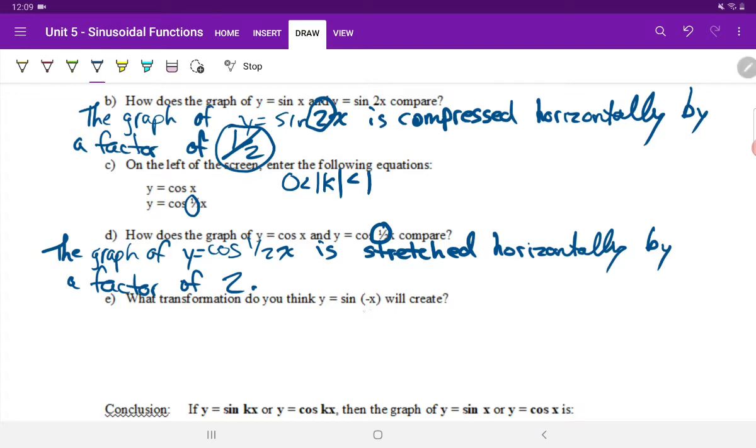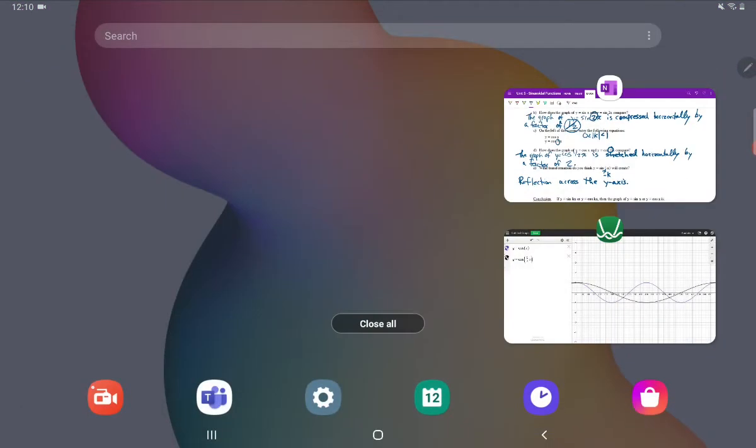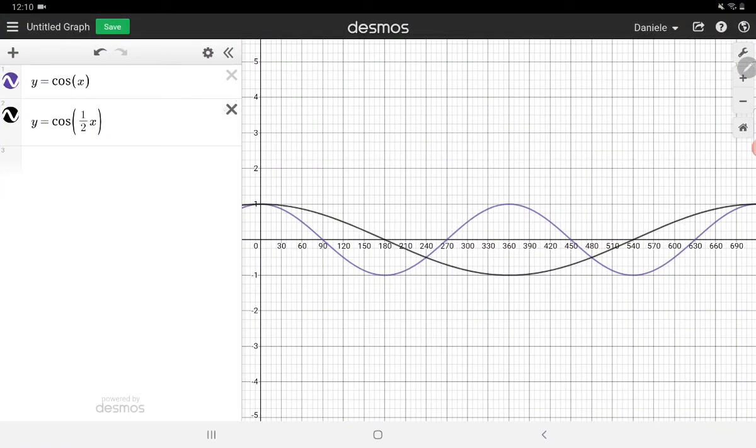What transformation do you think would happen if we had a negative k value, right? A -1. Well, just like above, remember above there was a reflection across the x-axis. Now there's going to be a reflection across the y-axis, the opposite. Let's observe that quickly on Desmos before we finish this off.